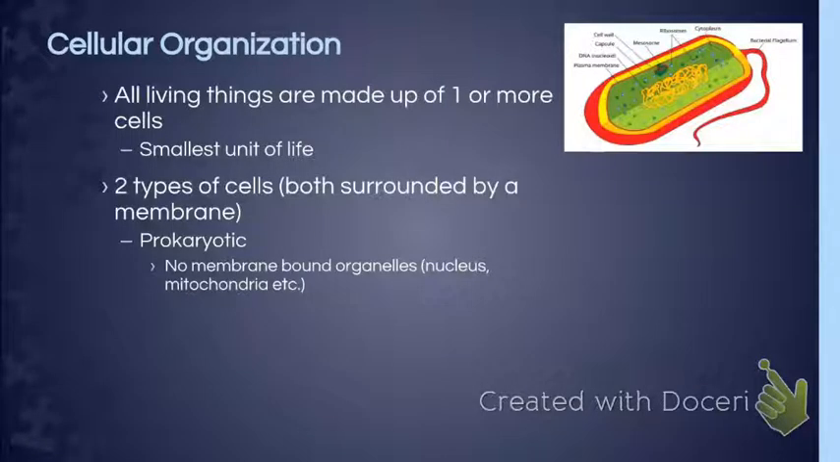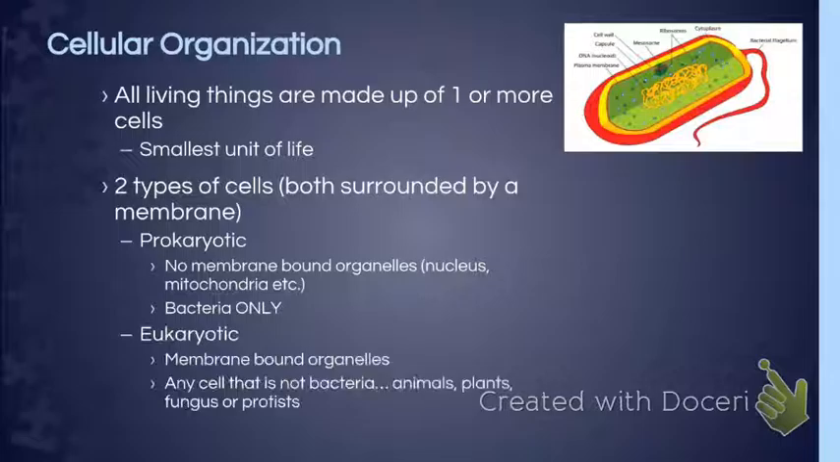Our first type of cell is a prokaryote. So a prokaryotic cell has no membrane-bound organelles. So no nucleus, no mitochondria, no Golgi, no ER. All of those things hopefully are a review, and we'll learn them later. The example of a prokaryote is a bacteria. So bacteria are our only prokaryotes. They're small, they're simple. This is actually an example right here of a bacteria cell.